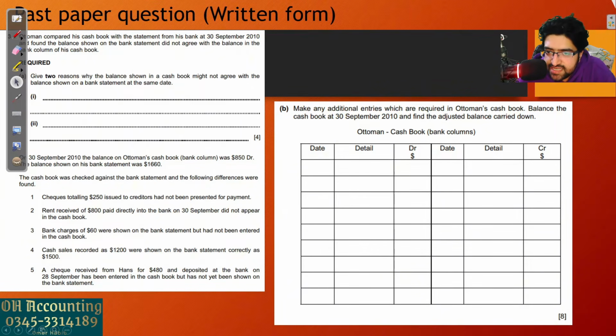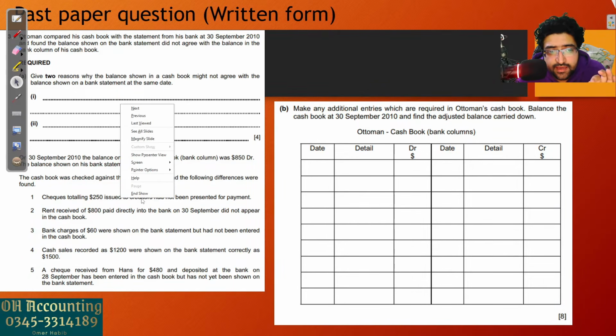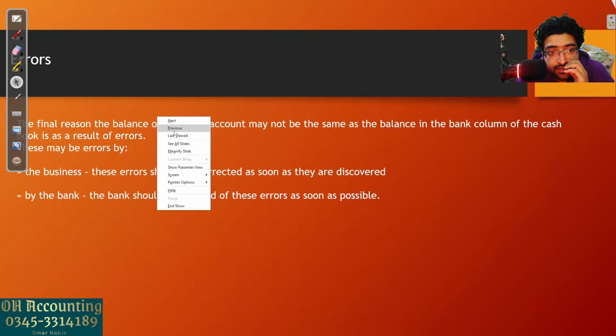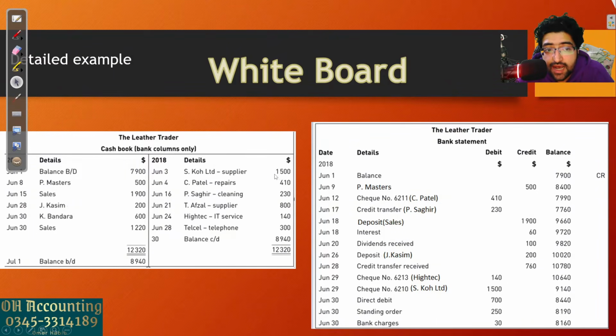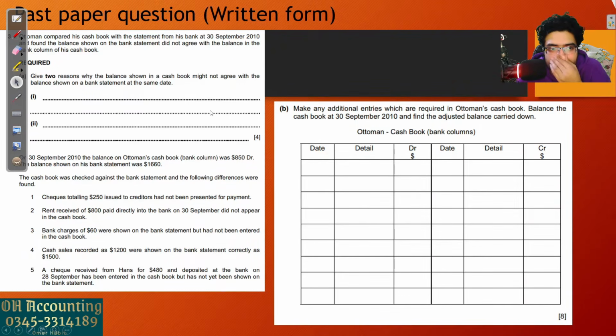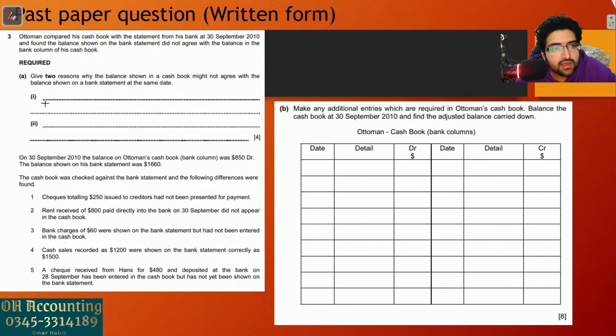In your CIEs, you can get it in two formats. The first way to give the question is this way, in which they will ask you to compare the cash book with the bank statement. They will give you both the cash book and the bank statement, and you can compare it by looking at these. The other way of giving the question is this, in written form. There are no pictures of the cash book or bank statement, but they have given you all the data in written form.